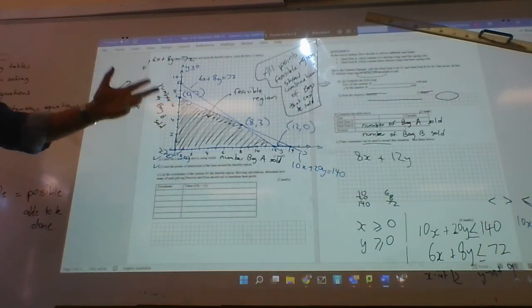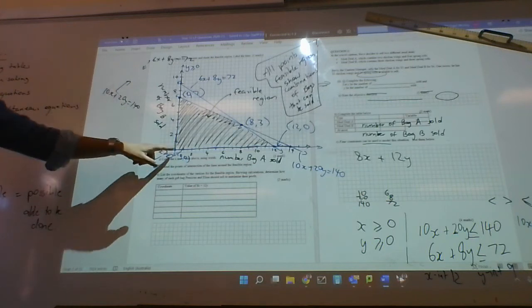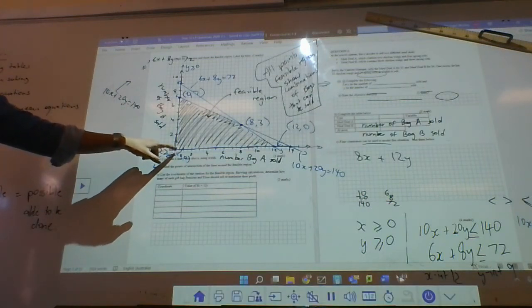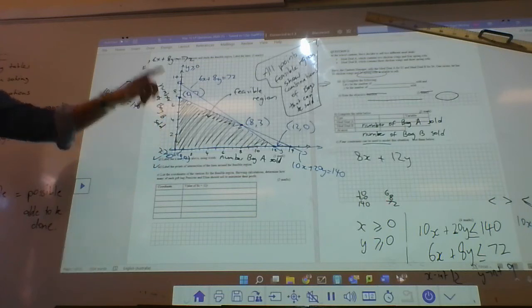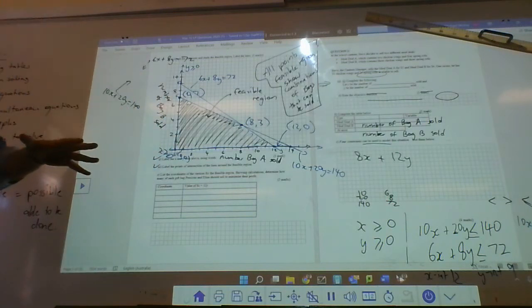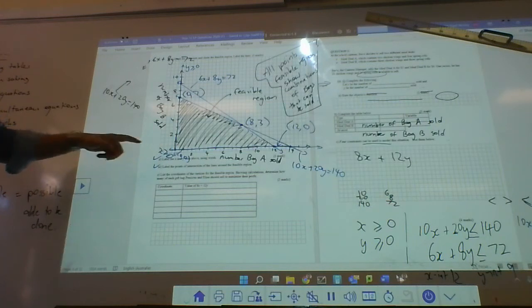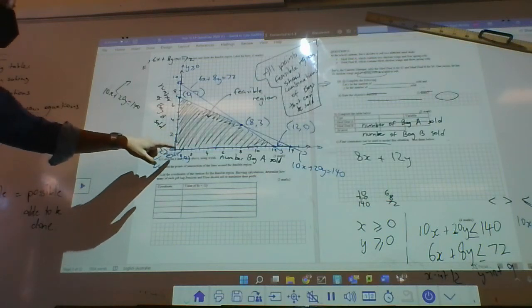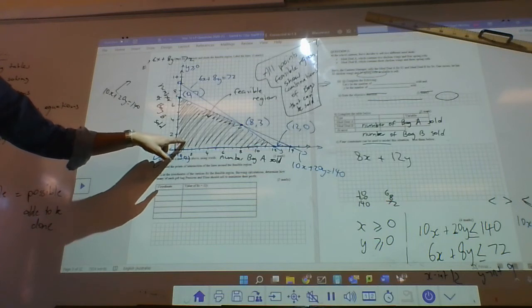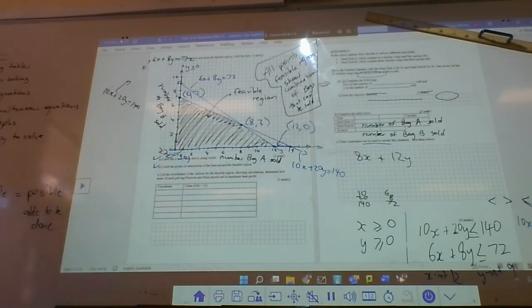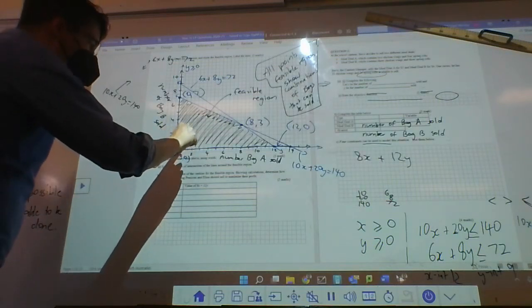So just so we understand this: (0, 0), that's in the feasible region, right on the edge. The edges count as well. That makes $0. They'd make $0 if they sold that. What about this point here, (1, 1)? (1, 1) is in the feasible region, isn't it? How much money would they make if they sold one of bag A and one of bag B? $20, wasn't it? Was it 12 and 8? Yeah. Am I right in saying that? What about (2, 2)?